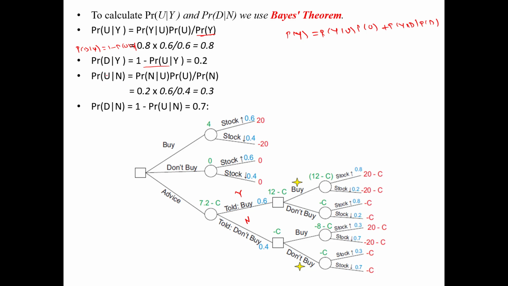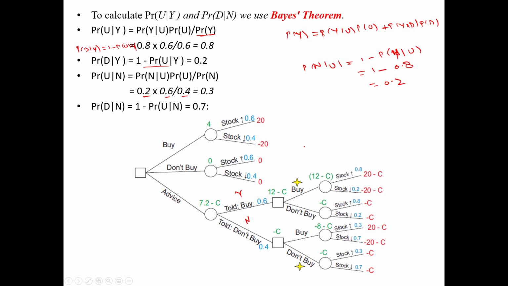Similarly, probability of U given N. So what is this? Calculate up given that he says no. While using the concept of Bayes theorem, probability of N given U into probability of U divided by probability of N. Probability of N given U is 1 minus probability of yes given U. Probability of yes given U is 0.8, so this will be 0.2. And probability of U is this one, and probability of N we have already calculated as 0.4 in the previous slide, giving 0.3. Similarly, probability of D given N is 1 minus probability of U given N, which is 0.7.